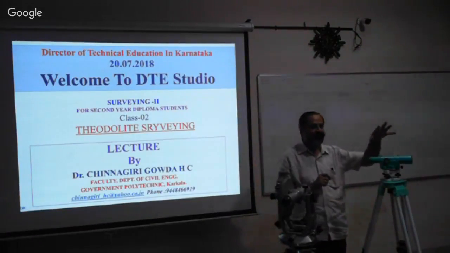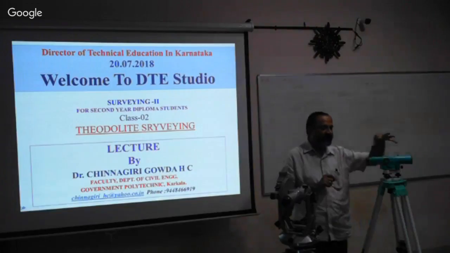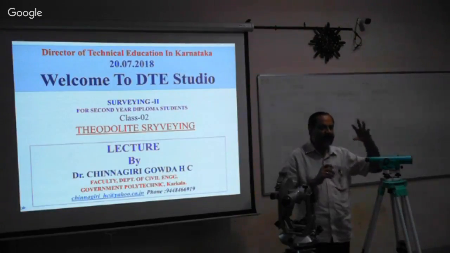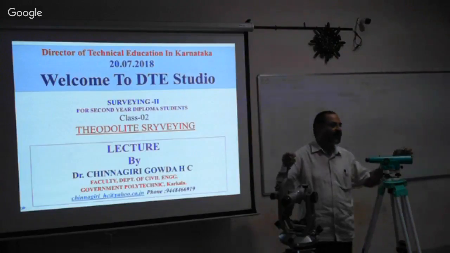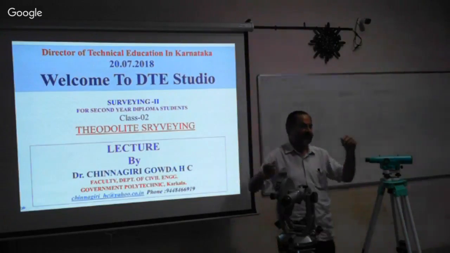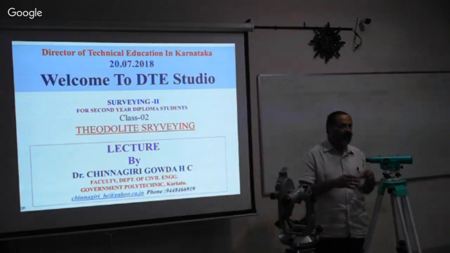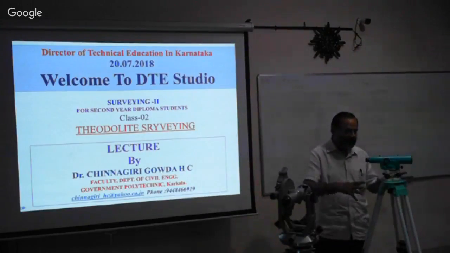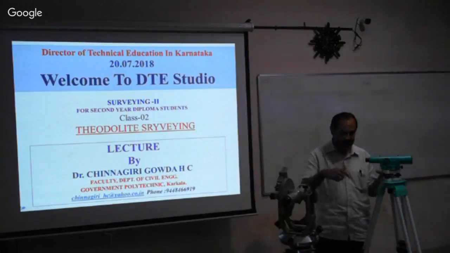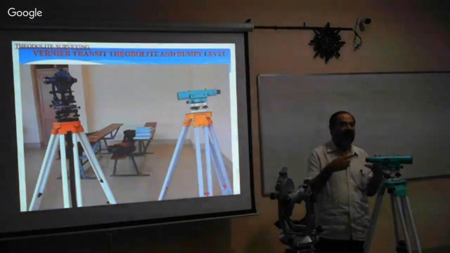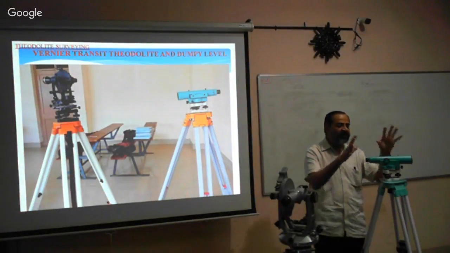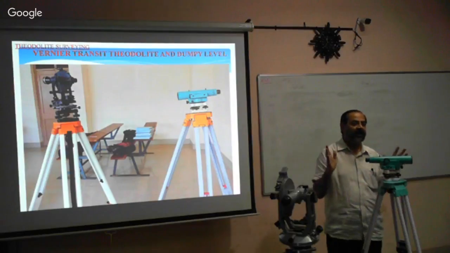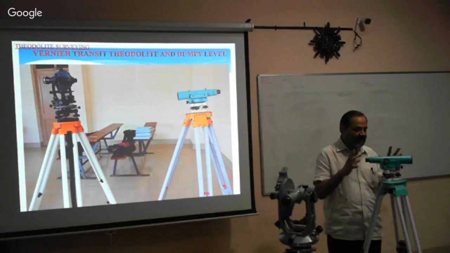The level is the instrument used exclusively to measure the elevations, to find the difference in elevation between different points. So first let us know the various parts of the level. This is the leveling instrument.